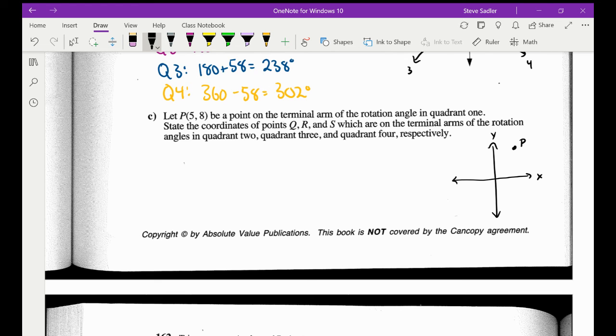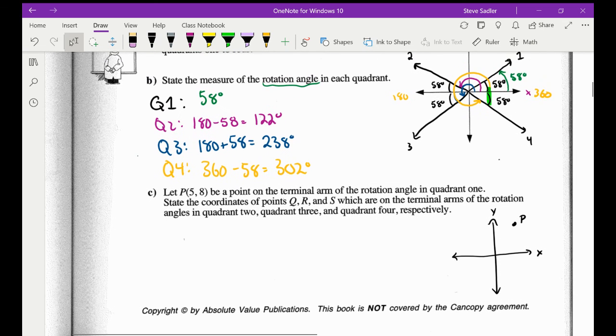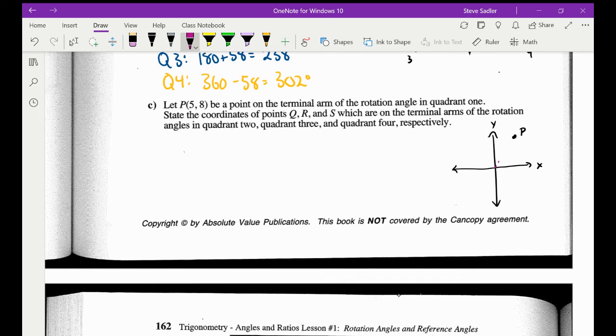Oh, I think it must be using the same one, oh, it's part of the last question. Okay. So they're saying point P is actually on this arm. And then they want a point on the other arms as well. So if we do this, okay, that makes more sense.